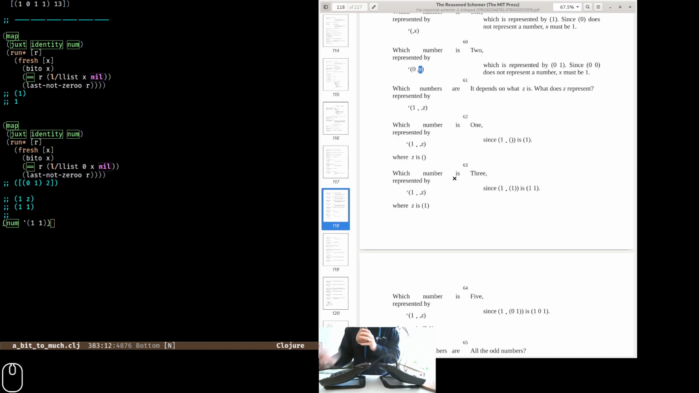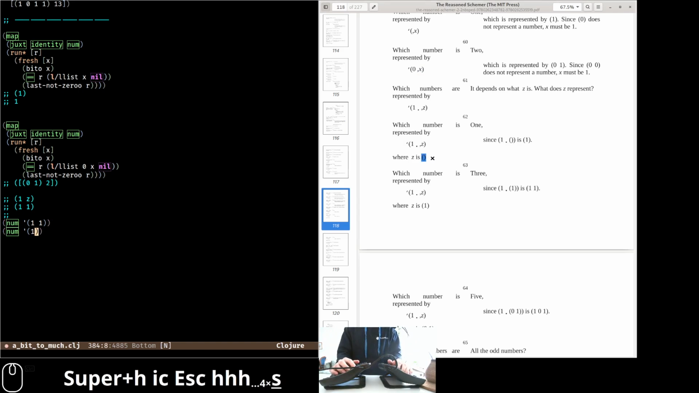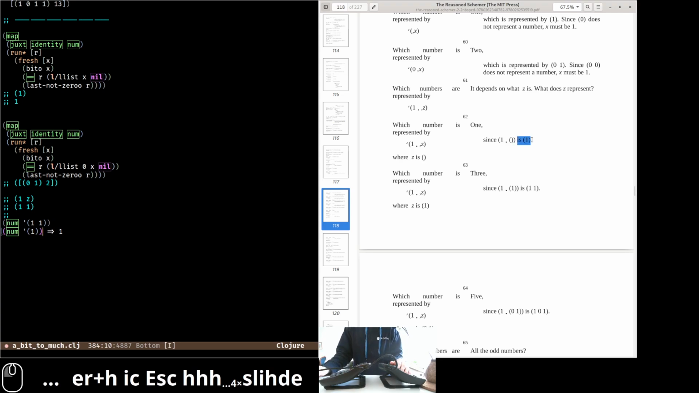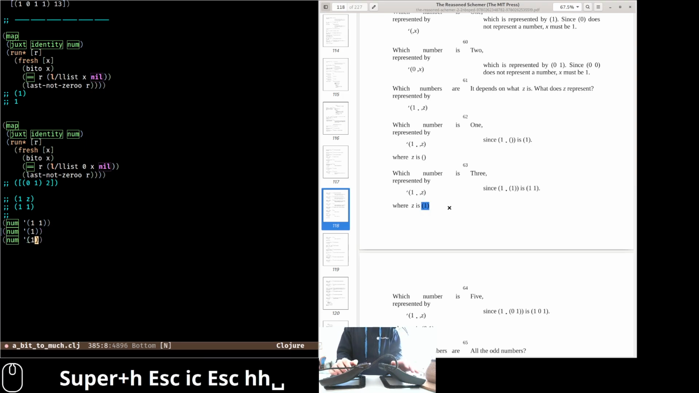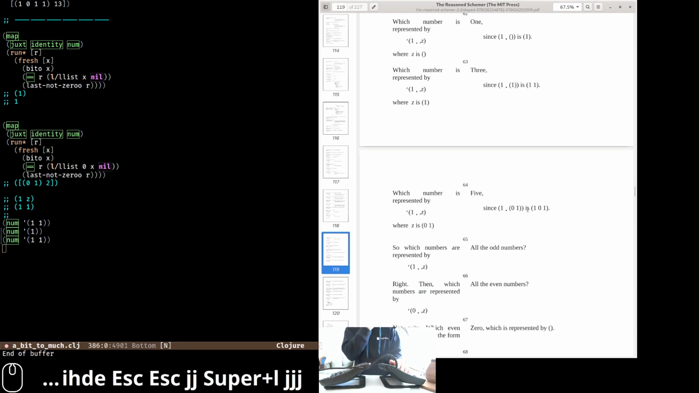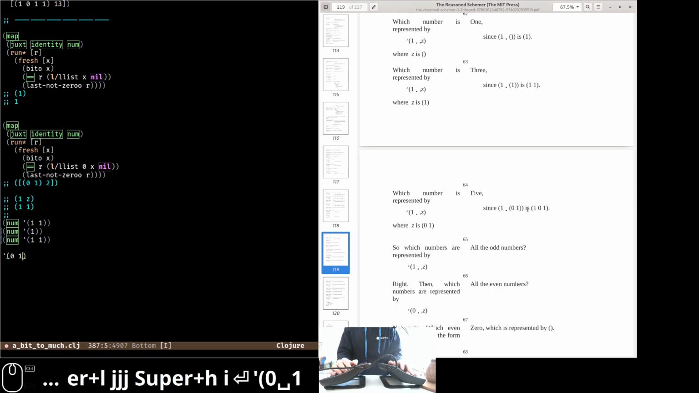Which number is represented where c is the empty list? Okay, in that case, I have 1, and then that's 1, of course. Which number is represented by 1 and then c, where c is also 1? So it's append 1 to 1, and then it's 3. Which number is represented by a 1 and then a c, where c is the list 0, 1? So then I call append basically 1, 0, 1, 6 or something, 5.